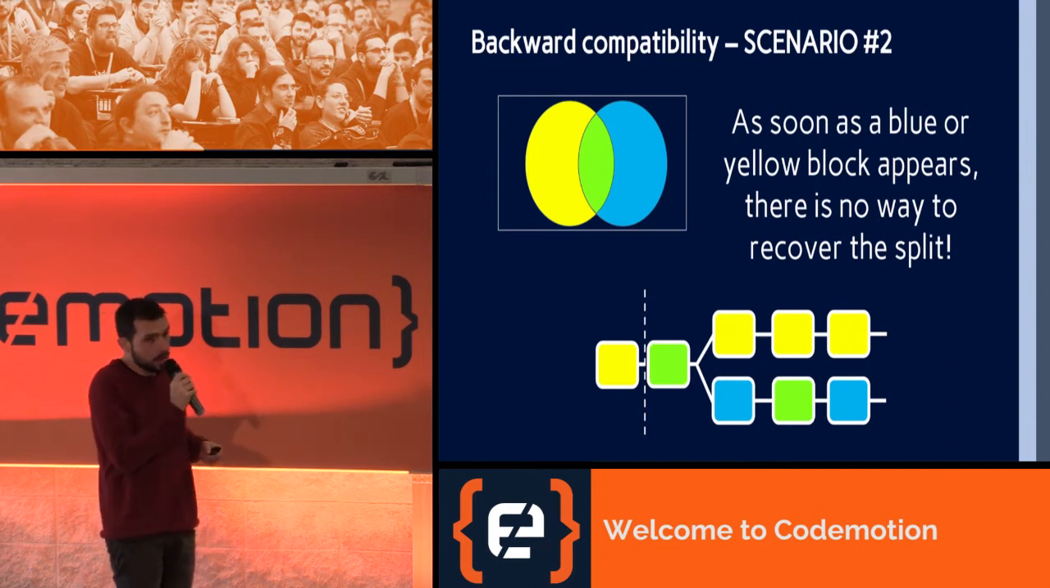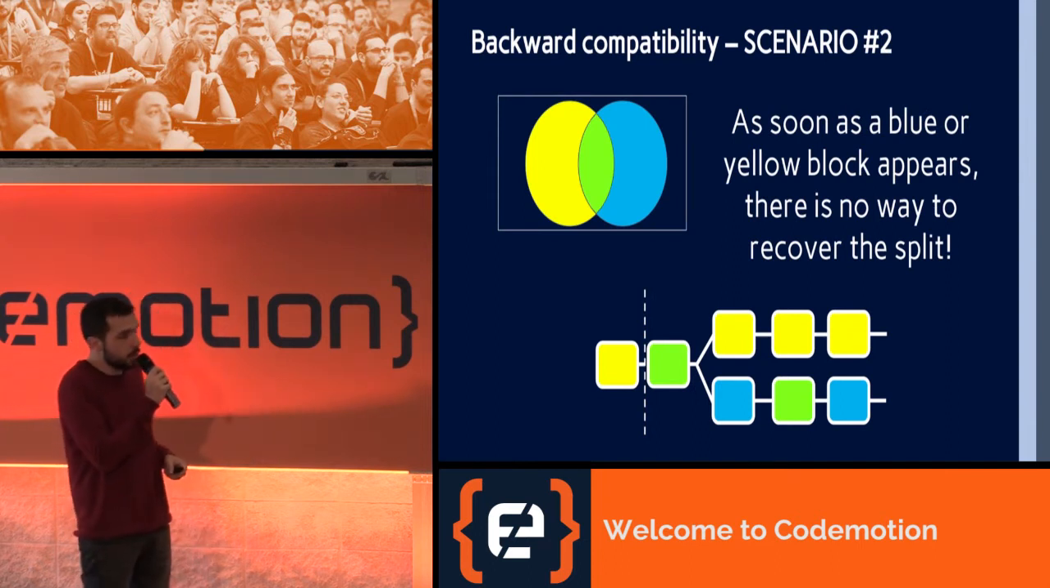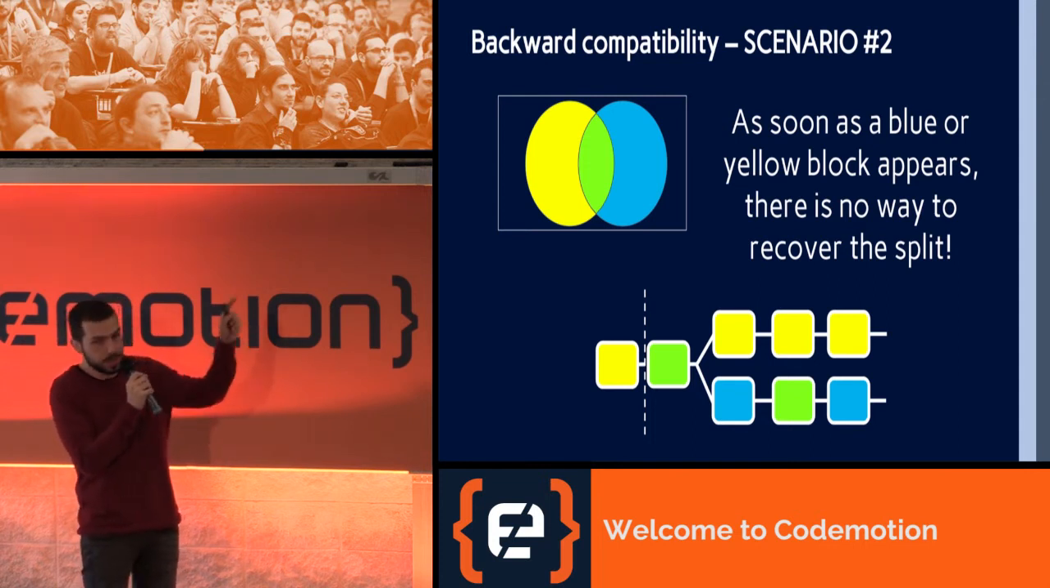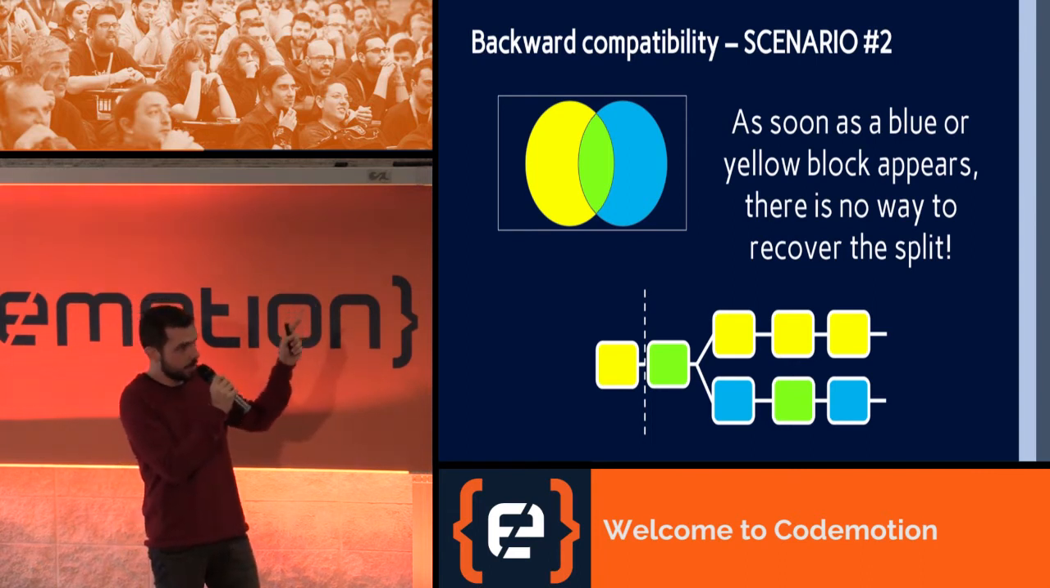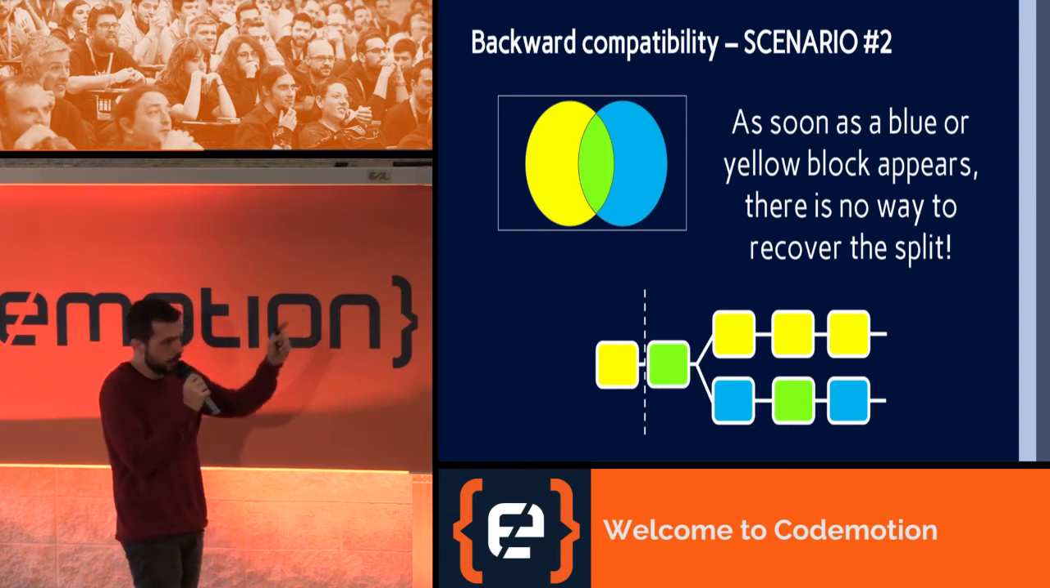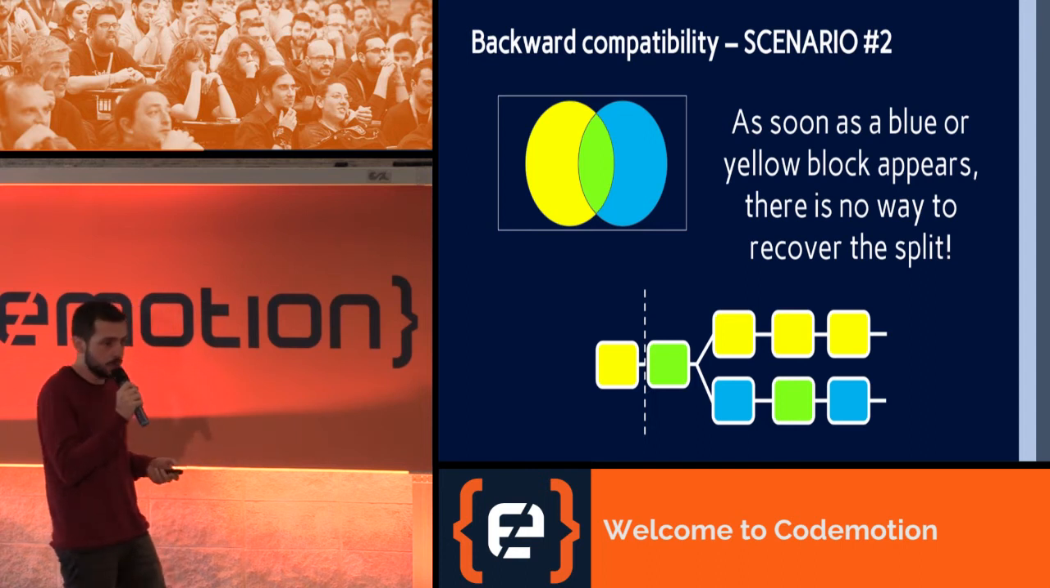In this case, the blockchain is not going to split as long as there is a block that's inside the intersection of the rules. But as soon as a block that's not understood by the other party is produced, then the network is going to split, and this is unrecoverable as well.